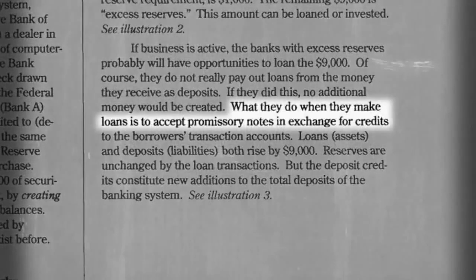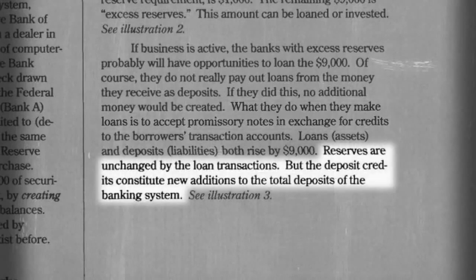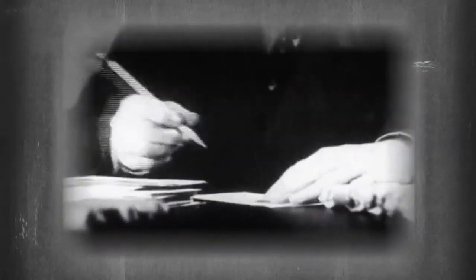Remember what Modern Money Mechanics stated about loans? "What they do when they make loans is to accept promissory notes in exchange for credits. Reserves are unchanged by the loan transactions, but deposit credits constitute new additions to the total deposits of the banking system." In other words, the money doesn't come out of their existing assets. The bank is simply inventing it, putting up nothing of its own, except for a theoretical liability on paper.